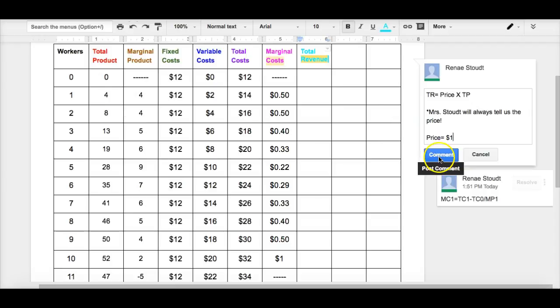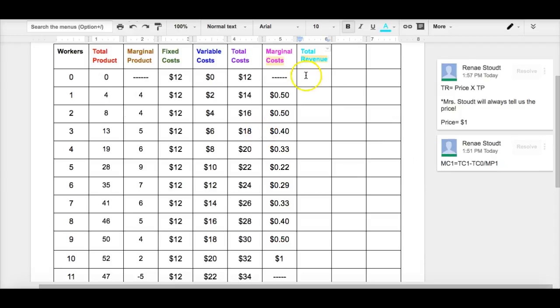So we're going to take $1 times the total product. And so for you guys, it's going to be really easy. At 0 workers, we didn't produce anything. We had nobody to produce anything. So our total revenue is 0. At 1 worker, we produced 4 airplanes. So 4 times 1 will give us $4. At 2 workers, we produced 8 airplanes. So 8 times 1 will give us $8. At 3 workers, we're going to take 13 airplanes times 1.